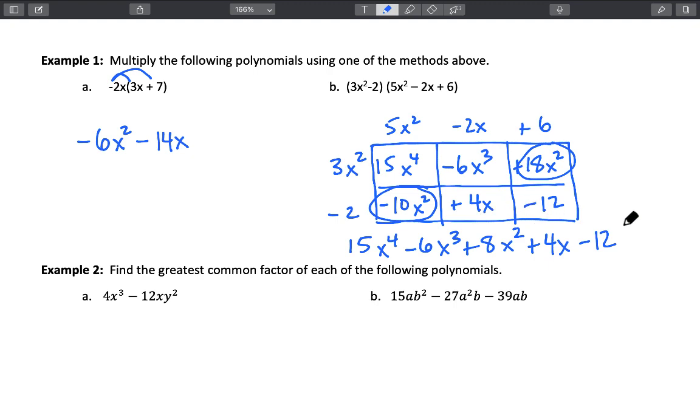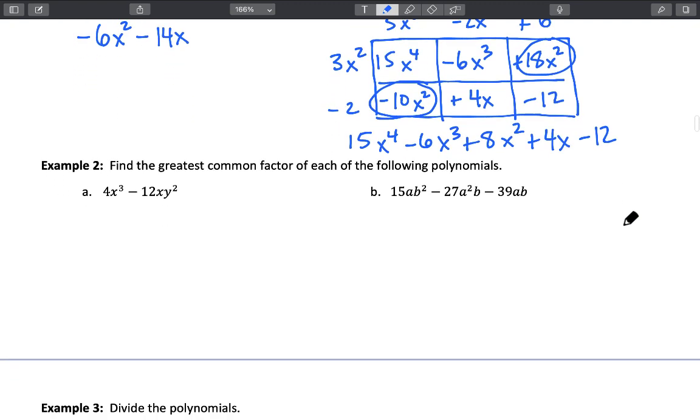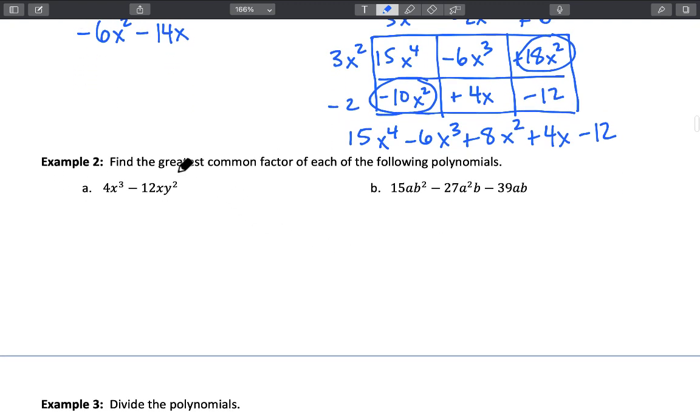All right, in example 2, we get a little bit of practice with this greatest common factor. And what we're going to do here is we're going to factor out the GCF from the terms of our polynomial. So for example, if we take a look at A, we have 4x cubed minus 12x times y squared. What you want to ask yourself is, what is a common factor that divides evenly into those two terms?